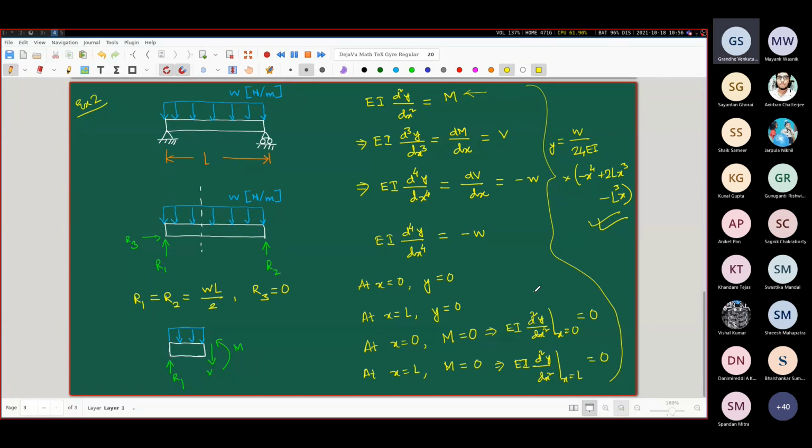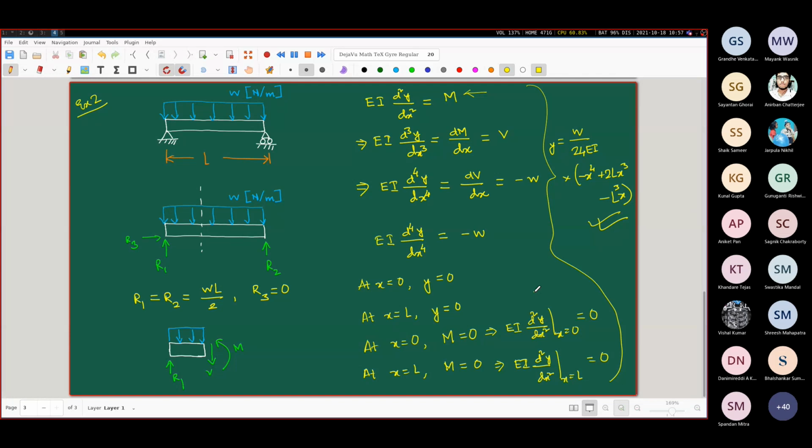Excuse me, sir. Yes. Sir, as we have known that dM by dx is equal to V and dV by dx is equal to minus w, so are we utilizing this in this question, or is it really helpful in this question? Yes. Which one? For this problem, we can solve it by 2 methods, no? By computing M as a function of x. Yes. So I'm thinking that the first one will be easy.